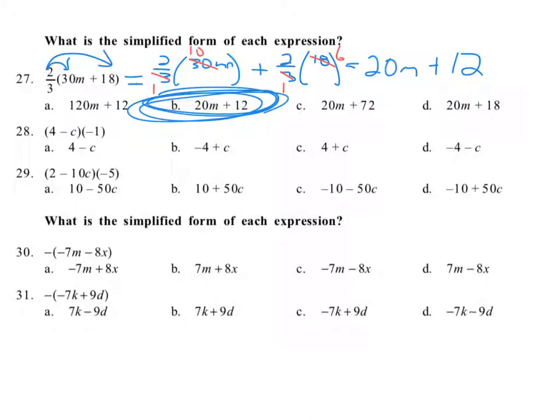Next one, pretty straightforward. You're multiplying this by -1. Even though it's at the end, it's still going to distribute through and multiply everything by -1. When you multiply by -1, what you're doing is changing the sign of everything to its opposite. So what's the opposite of 4? The opposite of 4 is -4. And what's the opposite of -c? The opposite of that is +c. So that's -4 plus c, and that is b right there. Great.